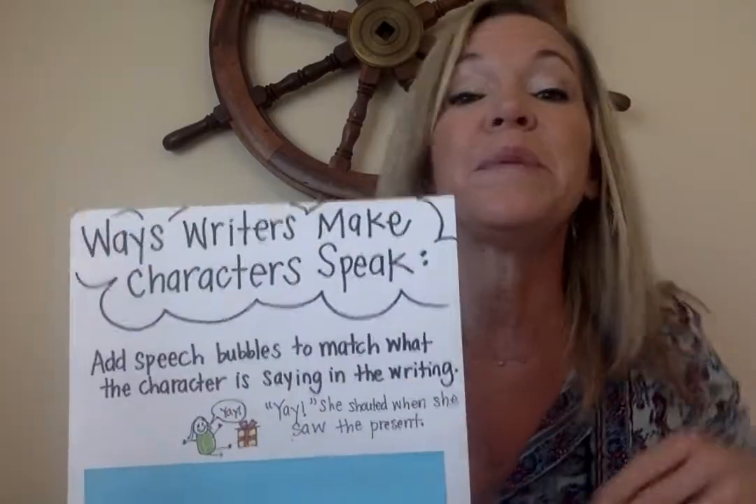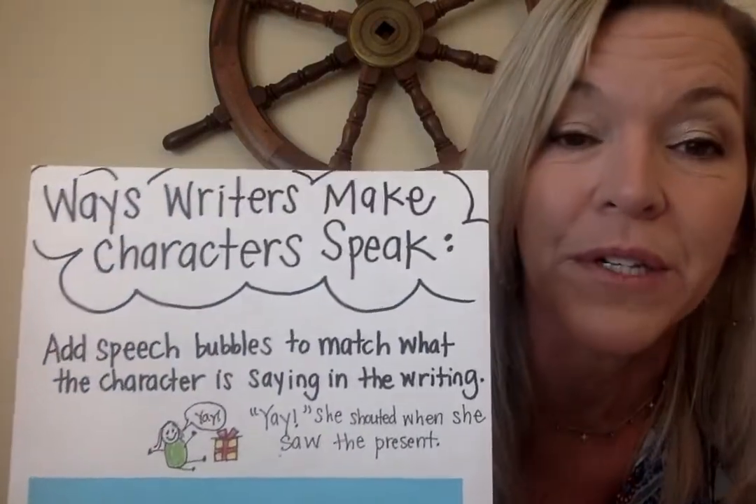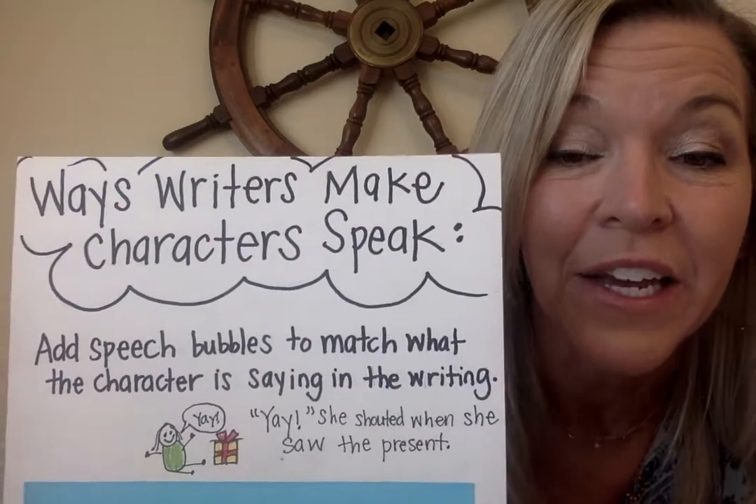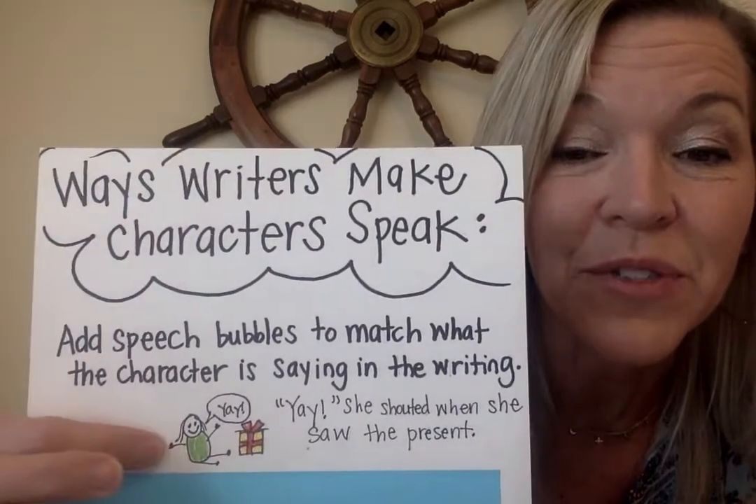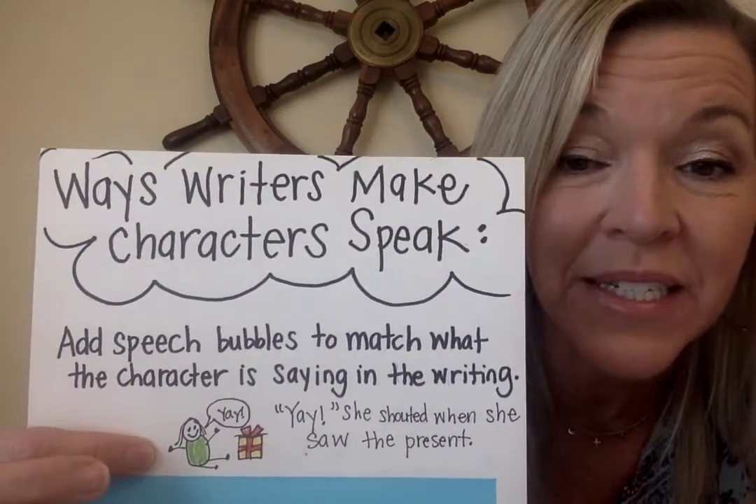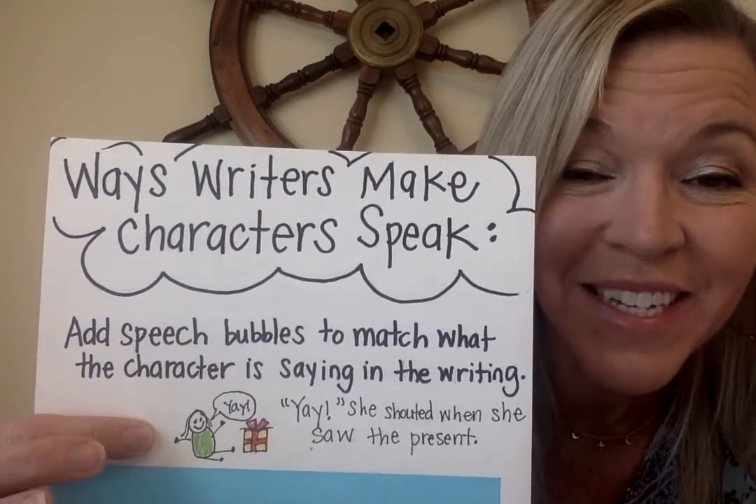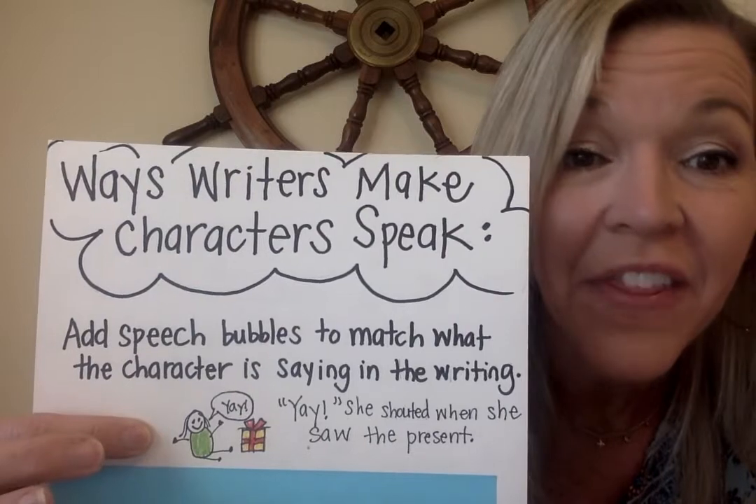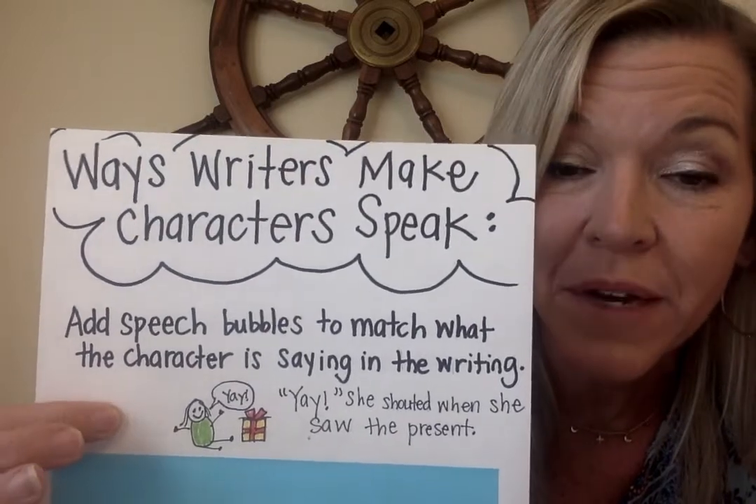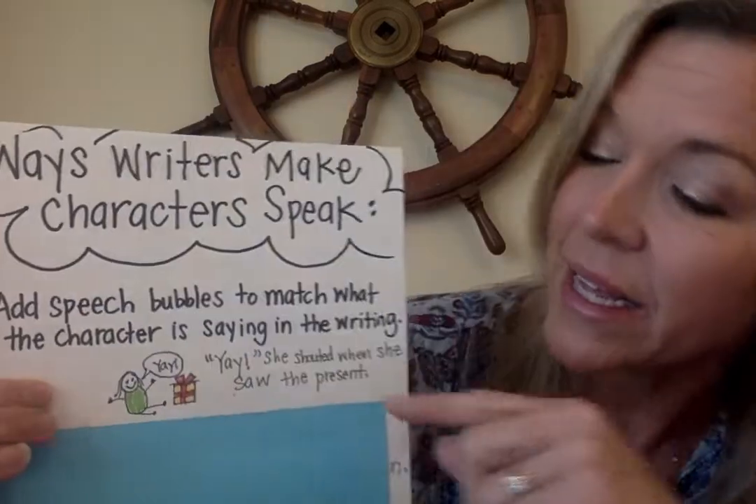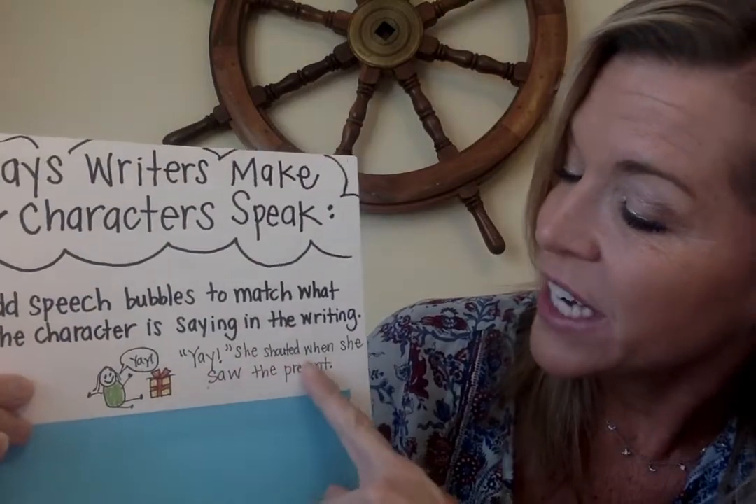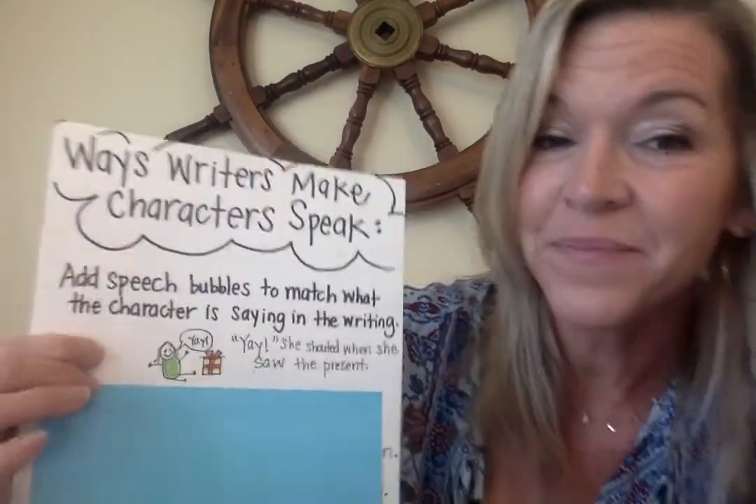Now, one way is you can use speech bubbles and words that match in your writing. So, for example, if I was talking about a little girl who got a present, my picture might show her with her present and a speech bubble that says, "Yay!" And then on the lines of my writing, I might say something like this, "Yay!" she shouted when she saw the present.